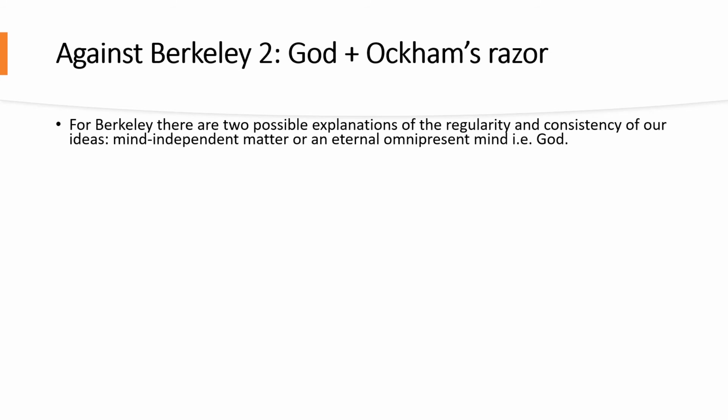So for Berkeley, there are two possible explanations of the regularity and consistency of our ideas. Why is college the same every time we go into it? Why is our bedroom organized in the same way each time we go into the bedroom? Well, there are two explanations of this. It's because of either the bedroom or college existing in a mind-independent way. It's really there, even if no one's around to perceive it. Or these consistencies are explained by an eternal and omnipresent mind. The idea of God determining our perceptions.